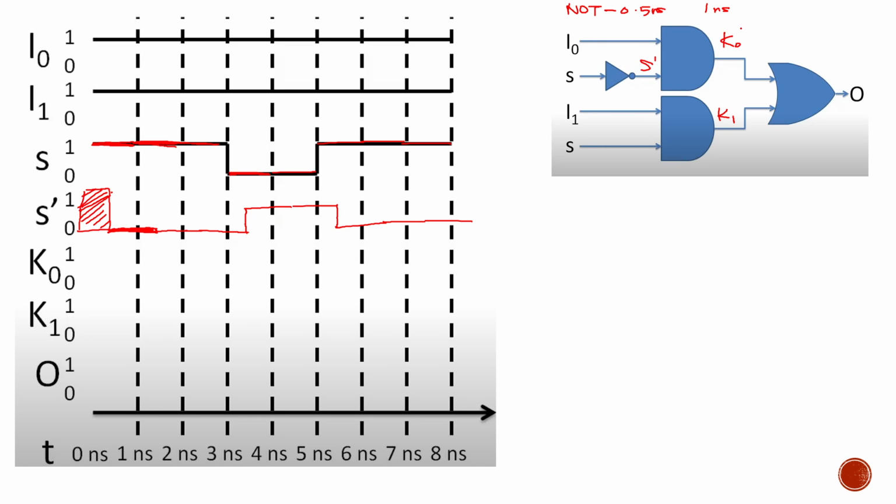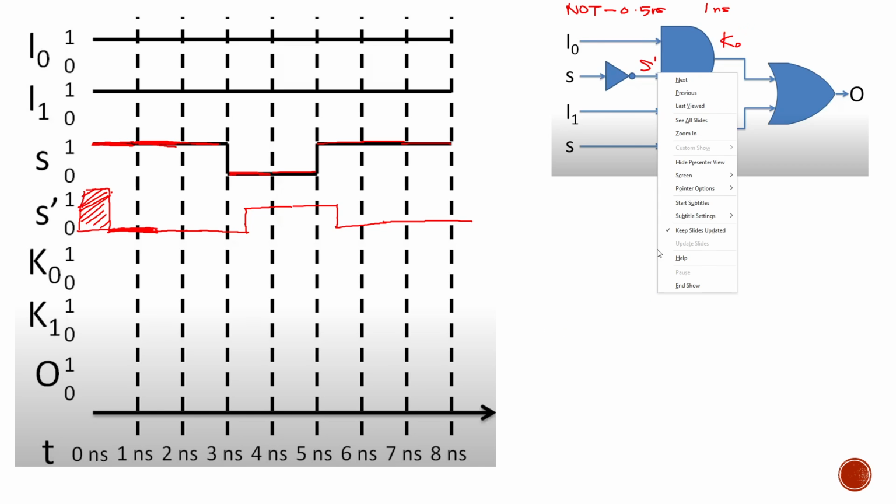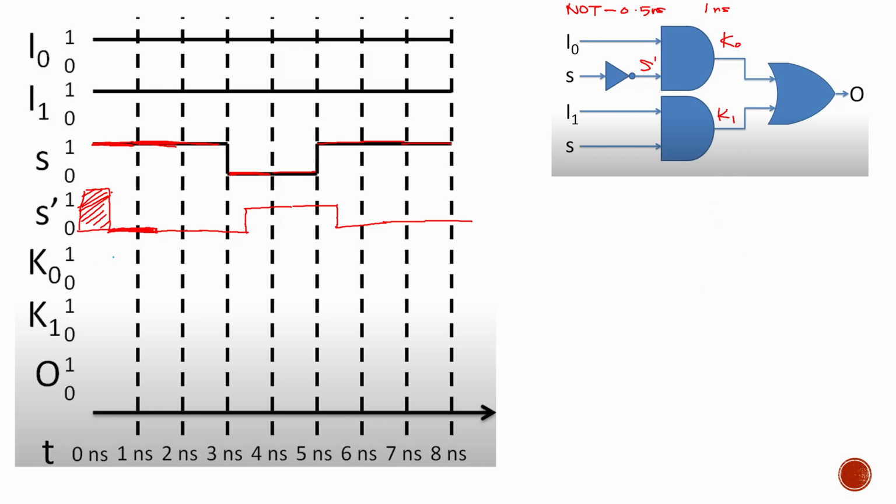For K0, let me change my pen color so that it's clearer. All right. So for K0, the value of K0 can only be produced after it's gone through, after it's got the value of S1, meaning to say over here.